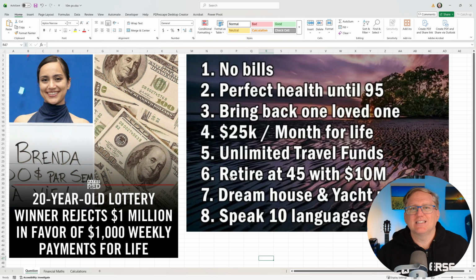Let's come back and look at the second one. So similar kind of a deal, $25,000 per month for life. So this time it's per month, or retire at 45 with 10 million. And so the first thing here is it depends how old you are. And if you are already 45 or over, then presumably you get the 10 million straight away. Whereas maybe if you're in your 20s and you have to wait for 20 years before you get that 10 million, then that might not be quite as good as getting cash from right now.